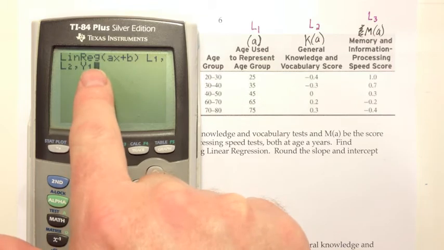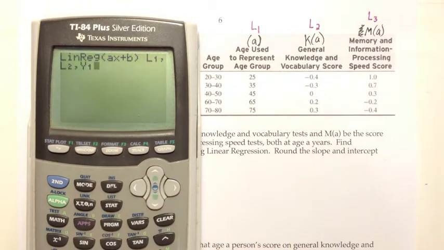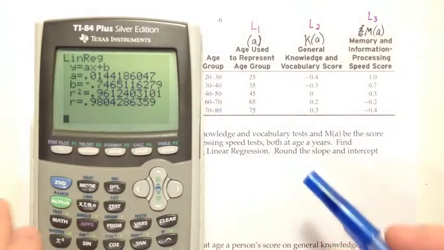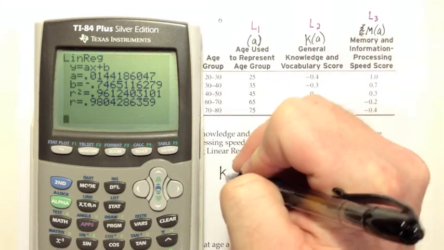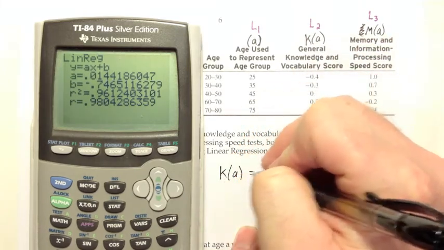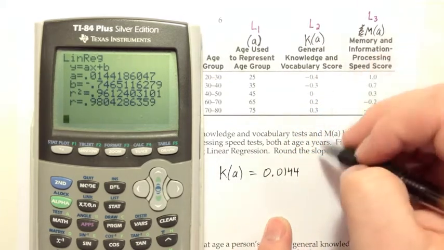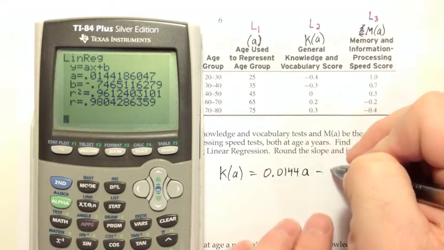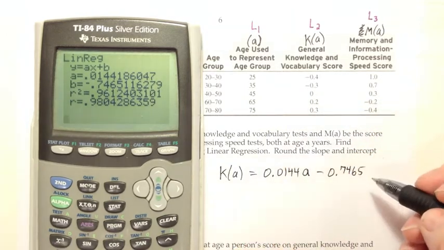So what I'm telling it is I want linear regression for the data in L1 and L2, comma, let's store that into Y1 in the Y equals menu. So I'm going to do that and get the equation. And they asked me to write that down, I believe, with 4 decimals. Let me check. Yep, there's 4 decimals they want. So that's the k of a function. So k of a is going to be equal to 0.0144, that's 4 decimal places, times the input variable of a, and then minus 0.7465, which is my y-intercept.